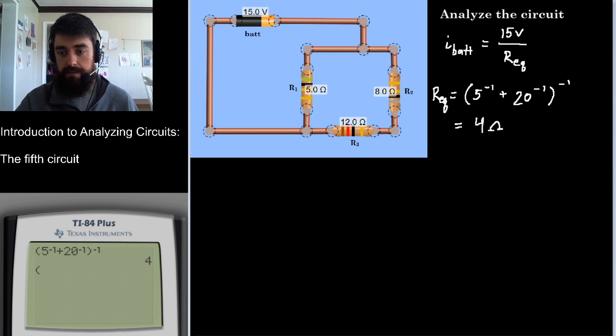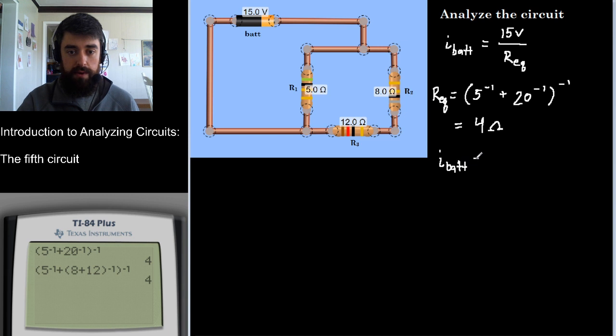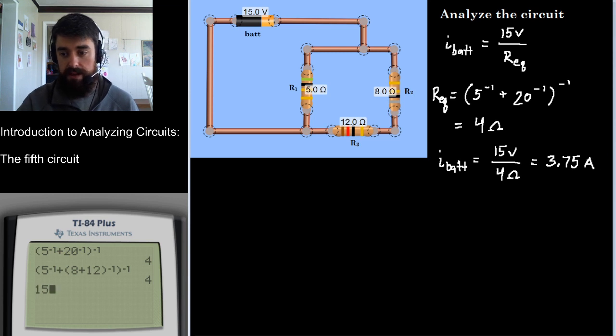I could have done this another way. I could do 5 to the negative 1 plus, and then open parentheses, type 8 plus 12, that's 20. You can see how they add together in series, so it's just 8 plus 12. And then the whole parentheses would be raised to the negative 1, and then raise that to the negative 1, and that would give me 4 as well. That's the equivalent resistance, which tells me that the current coming out of the battery, I battery, would equal 15 volts divided by 4 ohms, and that is 3.75 amps. 15 divided by 4 is 3.75 amps.